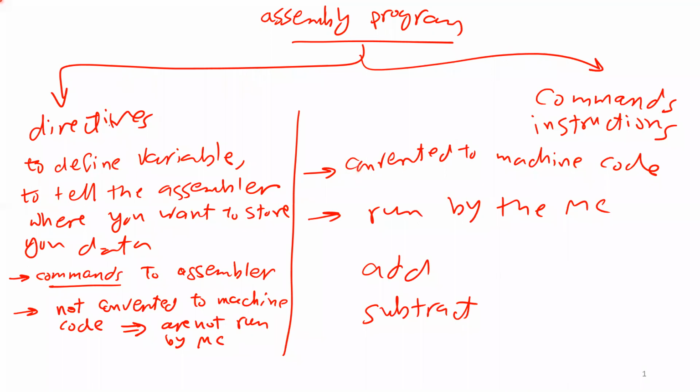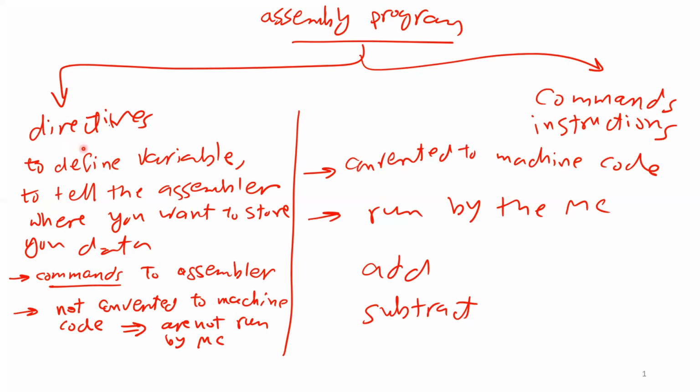Good afternoon, everybody. Last time I started chapter 2, where I'm going to teach assembly language. I told you any assembly program should have two things. One thing we call directives. The other part in your program should have commands and instructions.